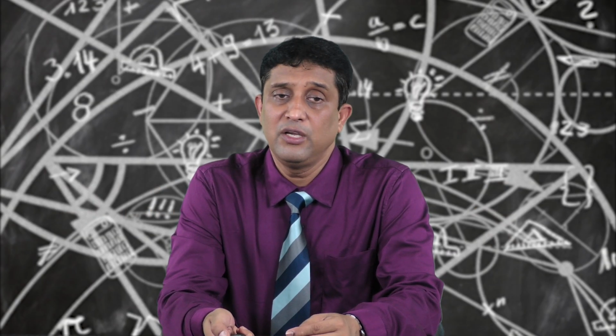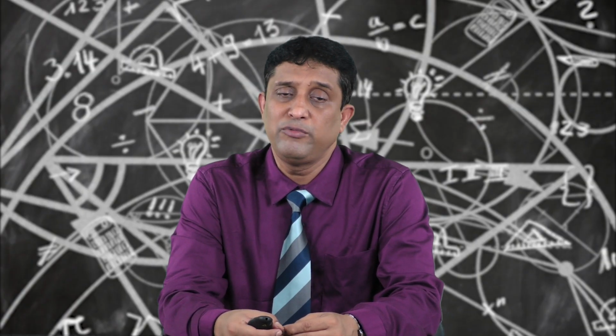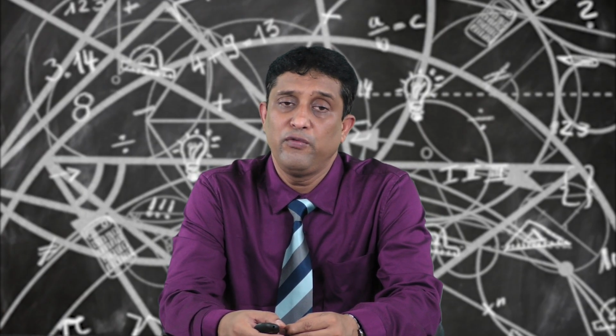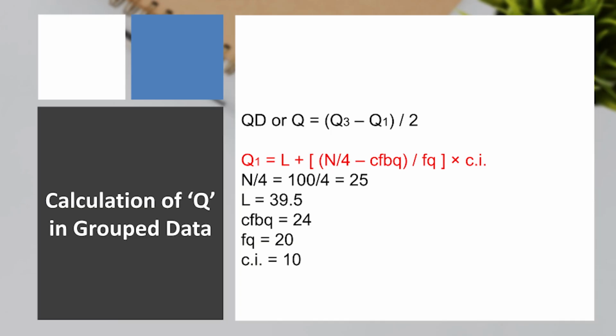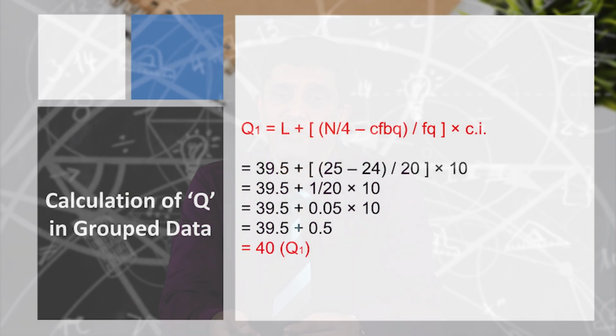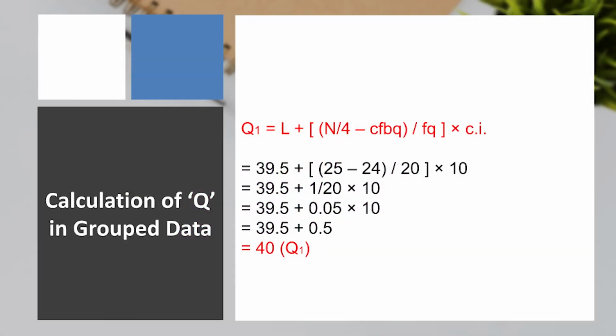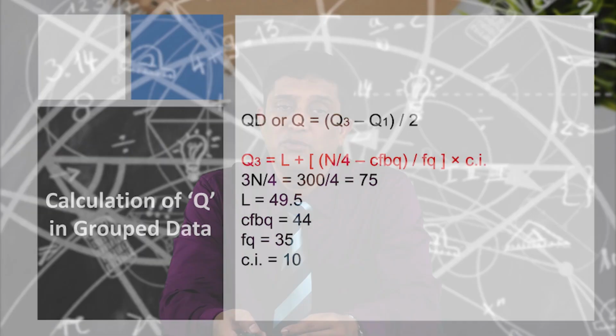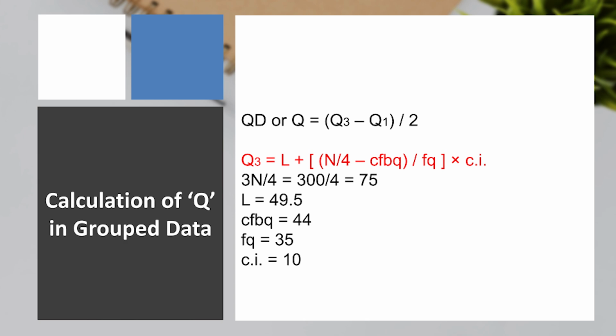So friends, after knowing all this, you just have to find the values of the first quartile. The first quartile class is 40 to 49, so the lower limit of the first quartile class is 39.5. The cumulative frequency below the first quartile class is 24, the frequency of the first quartile class is 20, and the size of the class is 10. Now you put these values in the formula, and to simplify it, you will find the value 40. So you can say Q1 of this distribution, the first quartile value, is 40. Then accordingly in the third quartile, 3N by 4.